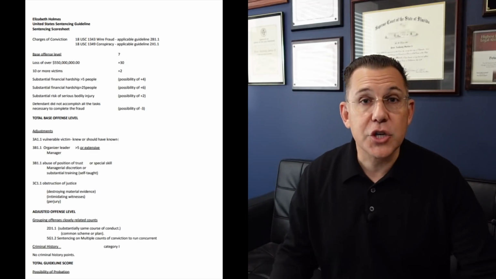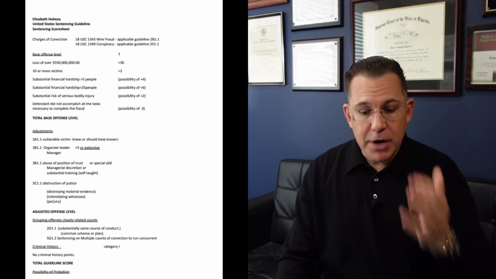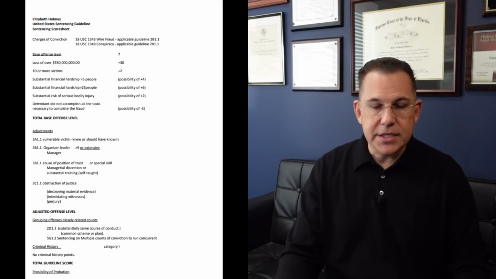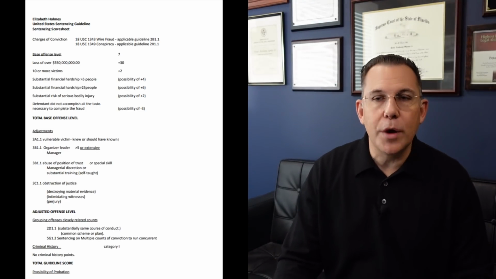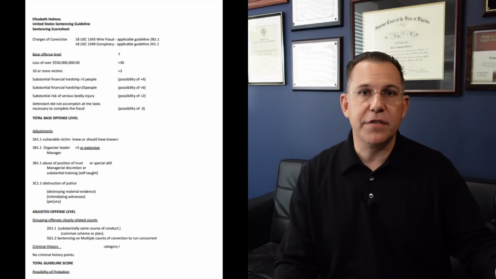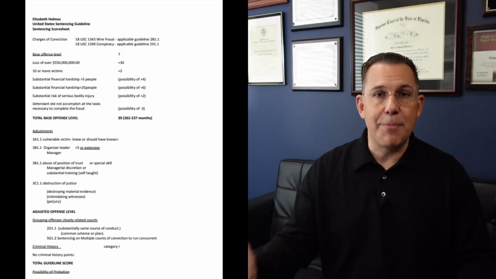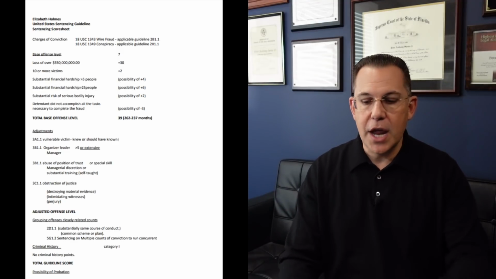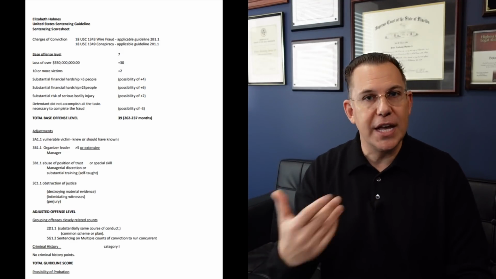All right, so next, you look at the conspiracy count. The conspiracy count is scored under section 2X1.1, and it basically says you group that with the substantive count of conviction, so we don't have to do a separate calculation just for the conspiracy. It is the same calculation as with the fraud counts.